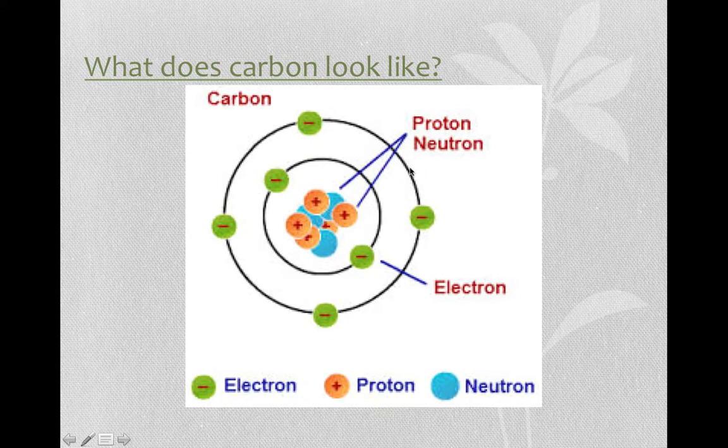The outer shell, that's going to be the most important place. That's where you really want to look. And we call that outer shell valence. Again, the outer shell is called valence shell and valence electrons. That just means the outside.